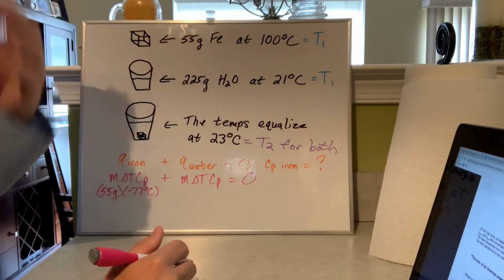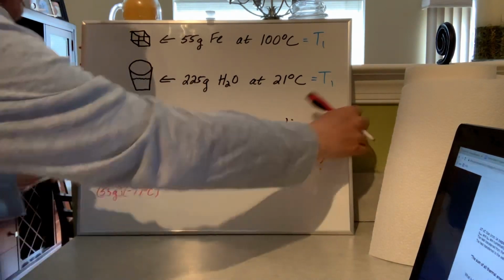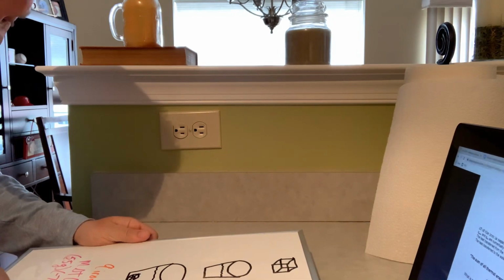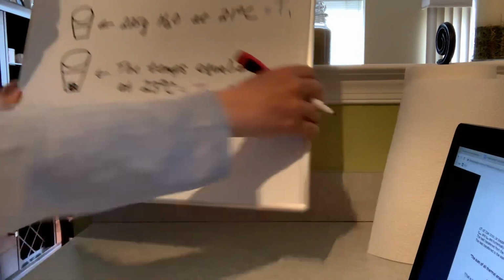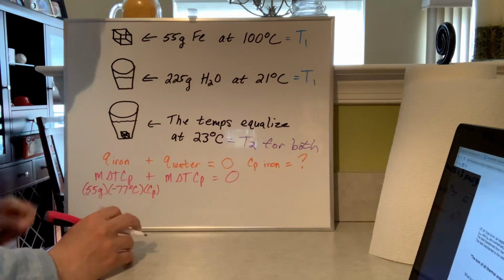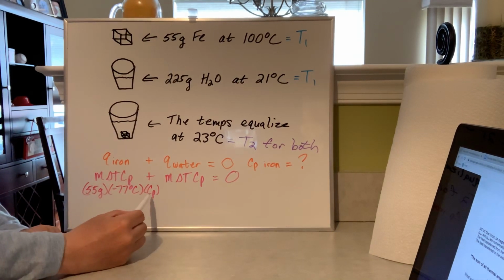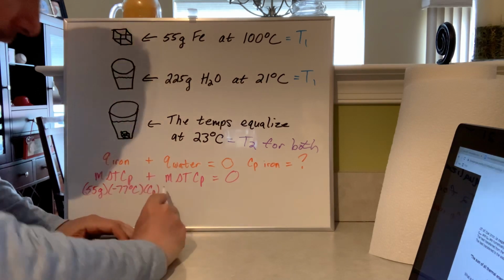All right, now what is the CP of the iron? We don't know, so we can call that X. I'll just call it CP for now to keep everything together. There's our Q value for iron. We got the M, the delta T, we don't know the CP. All right, plus.